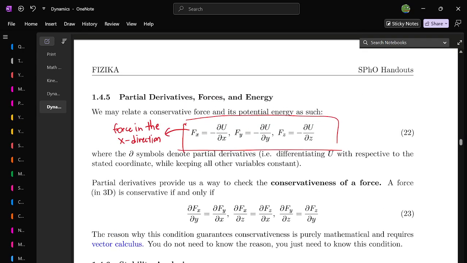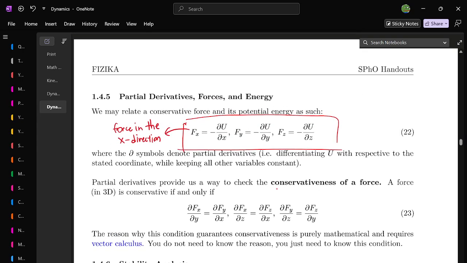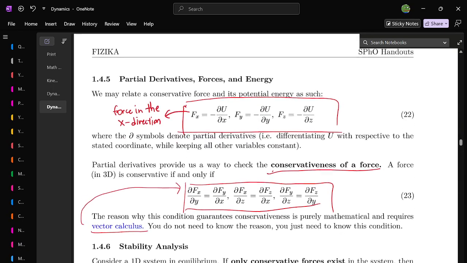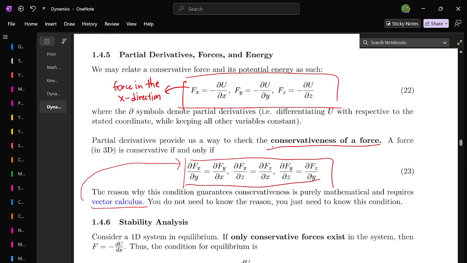And actually, with partial derivatives, you can check whether a force is conservative. Using some kind of complicated vector calculus, which you don't need to know how it comes from, you can show that a force is conservative if these three conditions are satisfied in 3D. So this is just for you to know how to check conservativeness. You don't need to know why it's true.